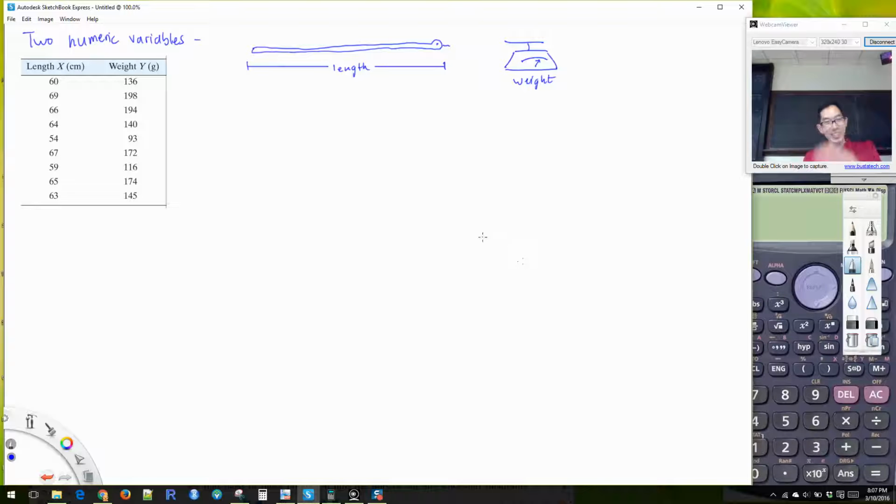All right, and so we measured how long the snake is and how much the snake weighs, and we want to know, is there a relationship between the length of a snake and its weight? Okay, and this is all for the same species of snake. So it's all snakes of one species. We're not talking about different species.